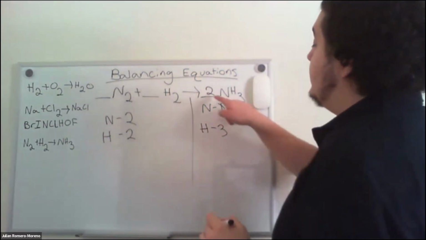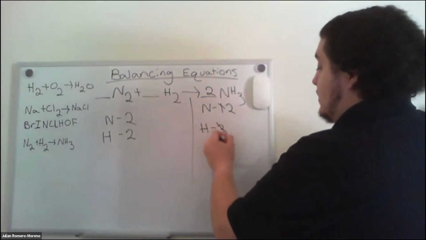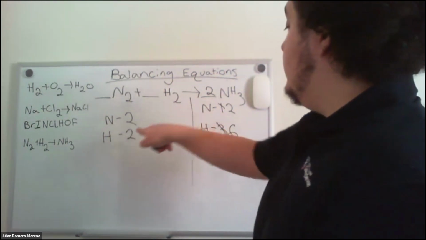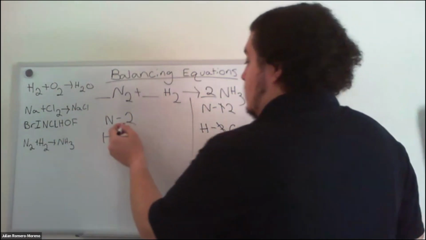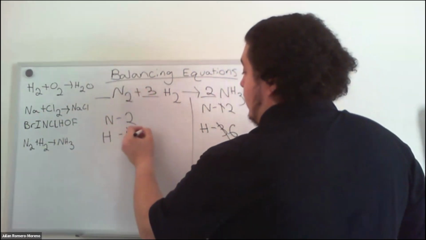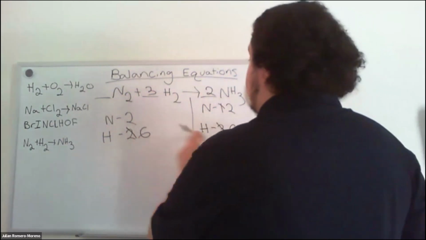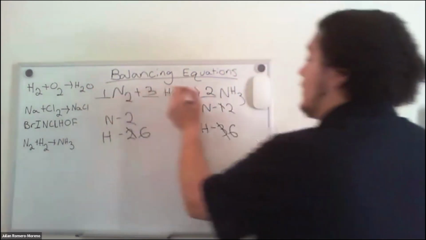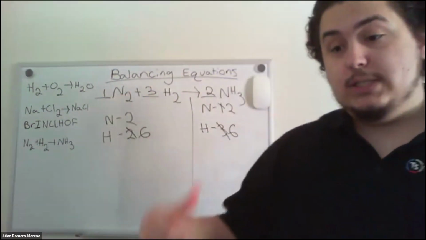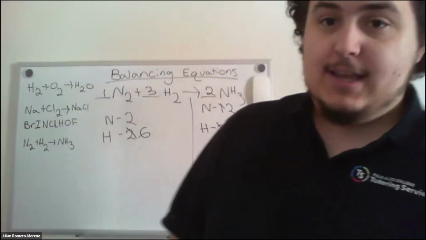And then I gotta remember to double my H's as well. So this goes to 6. Now the 2's are equal, I want the H's to be equal. So I'm gonna multiply our 2 by 3. That's 6. 2 equals 2, 6 equals 6. So 1, 3, 2. If that's confusing, you can pause, watch as I go through this, and do it yourself.